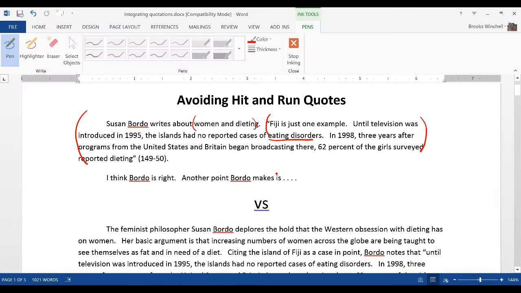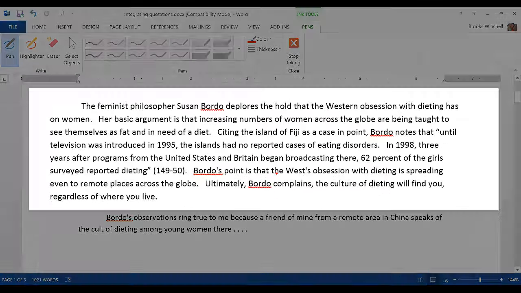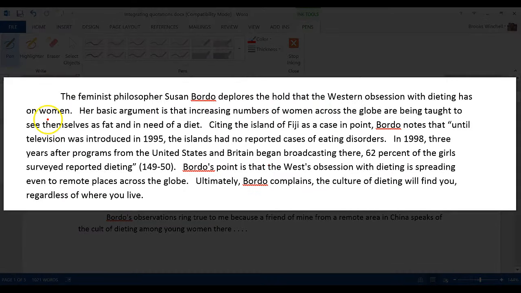But here's an example of the exact same quote, except this one has a lot more context, and we can see it's a bit more robust too, so it ended up being a bit longer. So giving good context and explaining effectively can also help you to develop and expand your writing. But here's an example of a well-integrated quote.